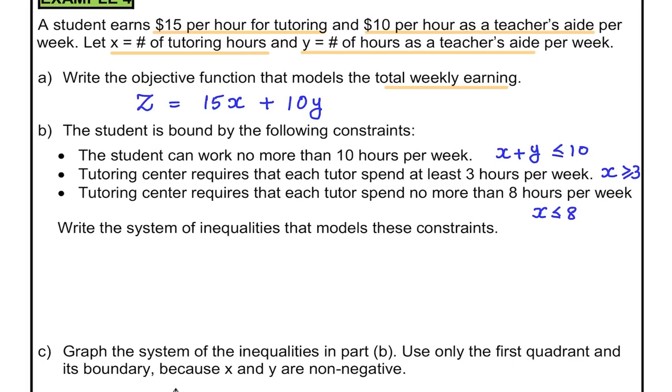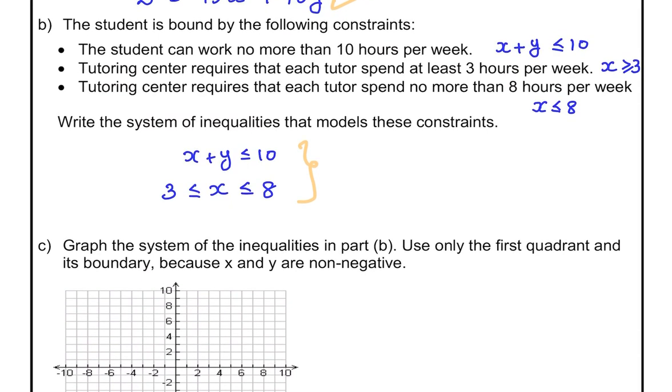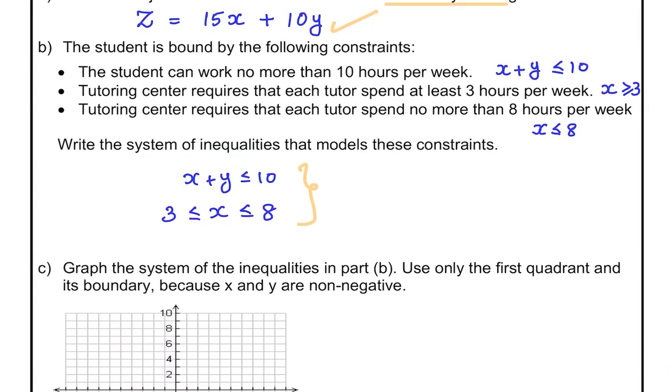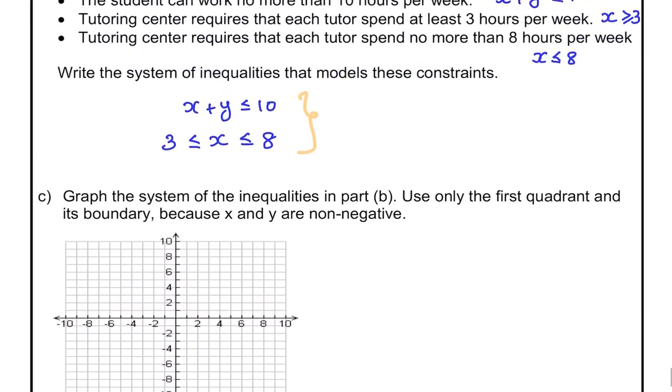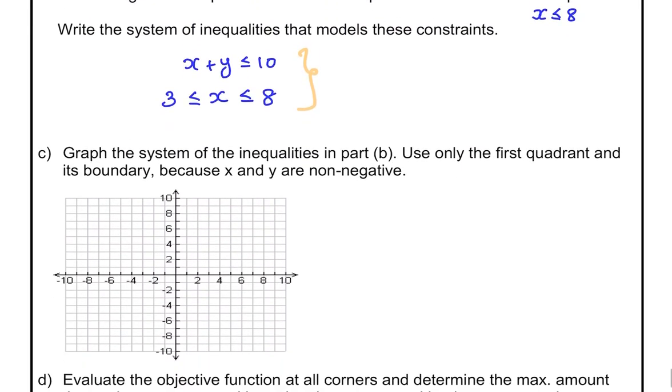So if I put all these conditions, all these restrictions or constraints together, then I'm going to have X plus Y less than or equal to 10, and X has to be greater than or equal to 3 and less than or equal to 8. So here is my objective function and here are my constraints. So let's see how we use that to figure out the maximum amount of weekly earning. Let's try to optimize that.